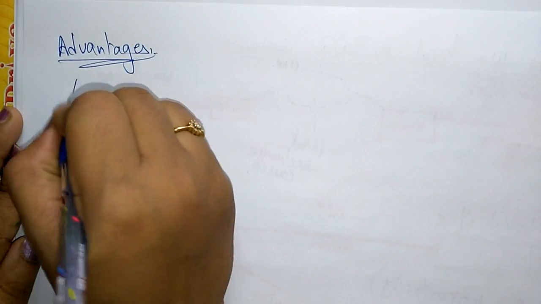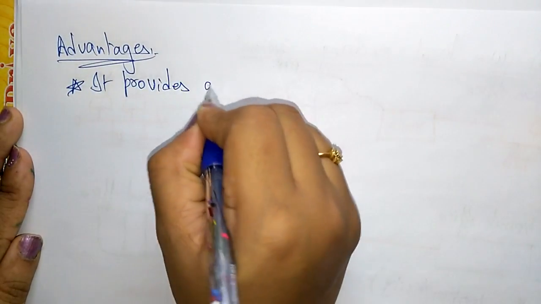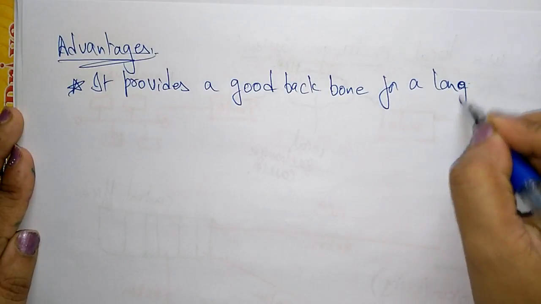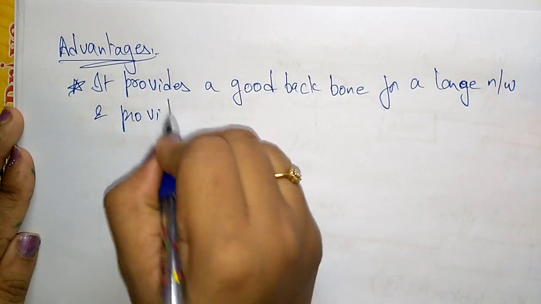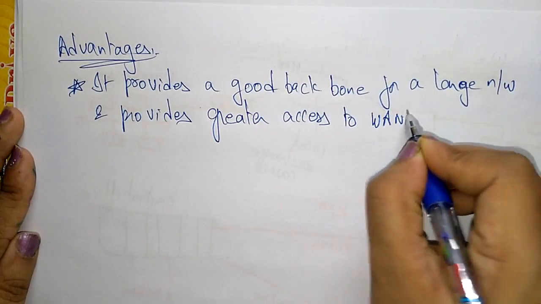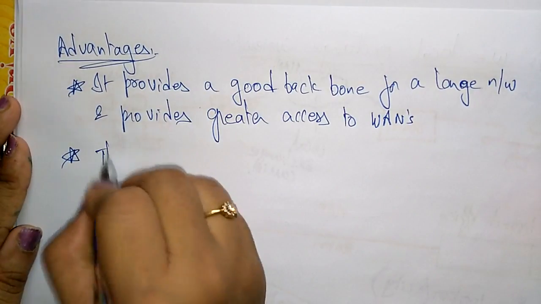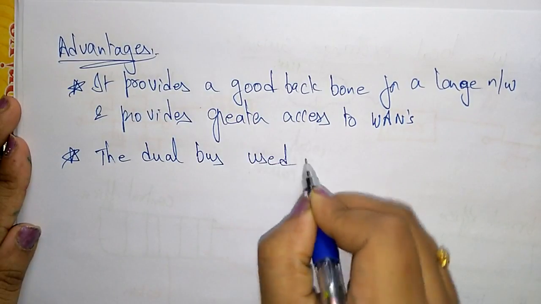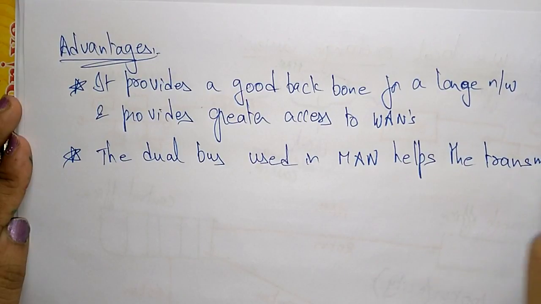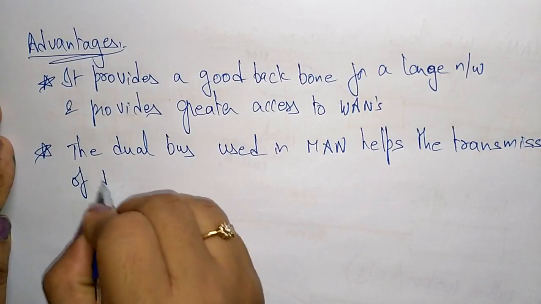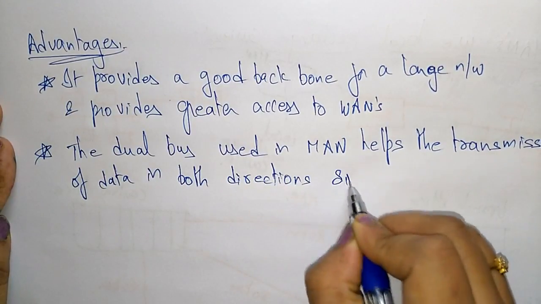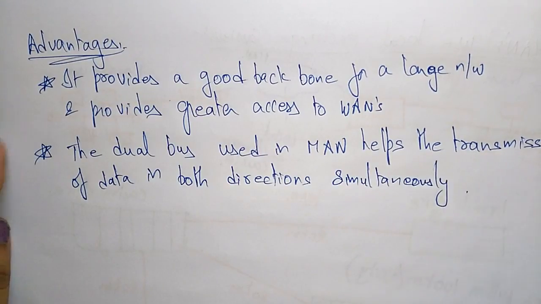The advantages: it provides a good backbone for large networks, and also provides greater access to WANs. Next, the dual bus used in a MAN helps the transmission of data in both directions simultaneously. So these are the advantages of using the metropolitan area network.